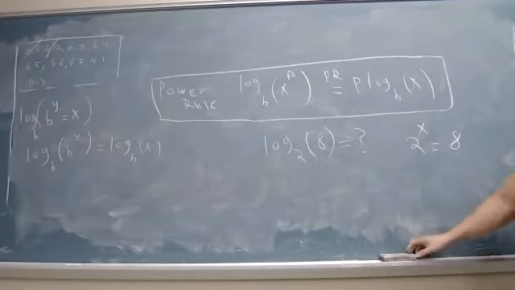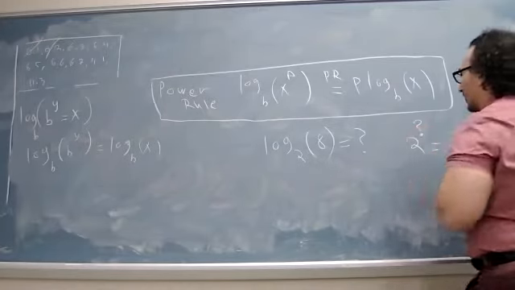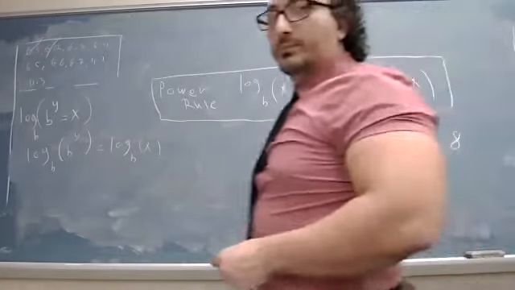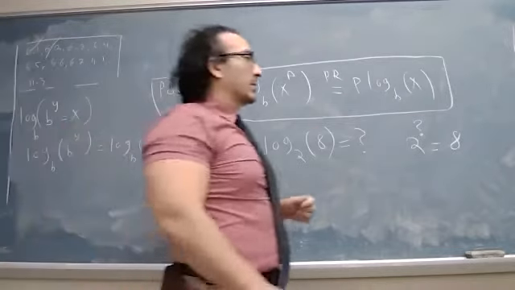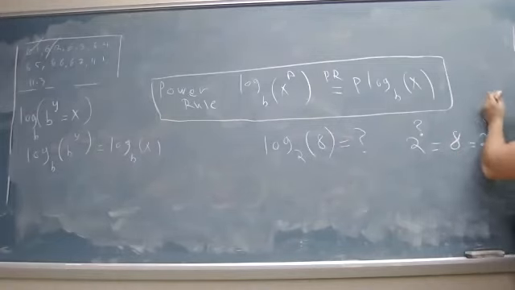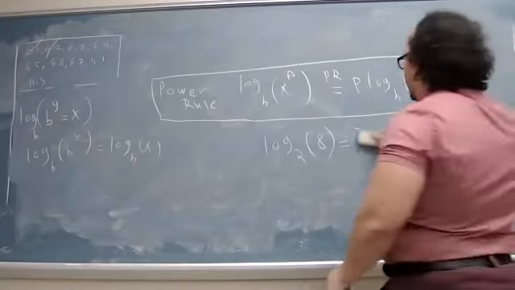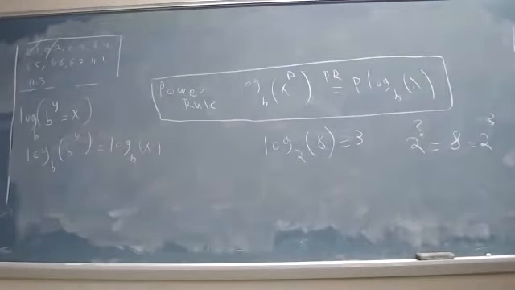It is saying 2 raised to what power, and I can put that question mark right here, because that's the same question mark that's going to go over there. 2 raised to what power is equal to 8? Who could tell me what that is? That's right. 2 raised to the 3rd power is equal to 8. So that implies that this expression is equal to 3. So log base 2 of 8 is equal to 3.